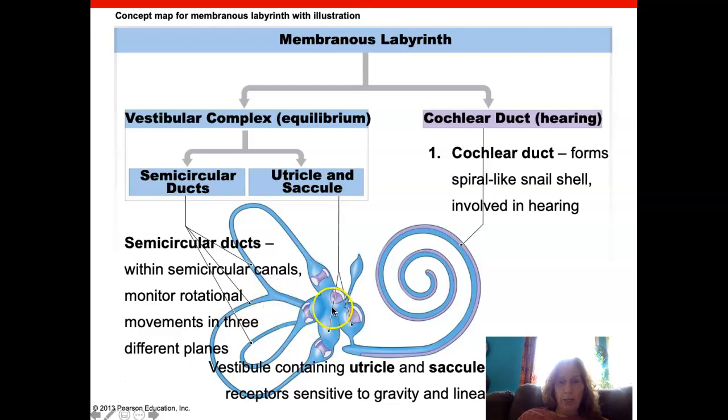And then the vestibule here contains the utricle and saccule, and we won't talk too much about those, but the receptors here are sensitive to gravity and linear acceleration. So the semicircular canals are for rotational movement. The vestibule here is for gravity and linear acceleration, and the cochlea is for hearing.